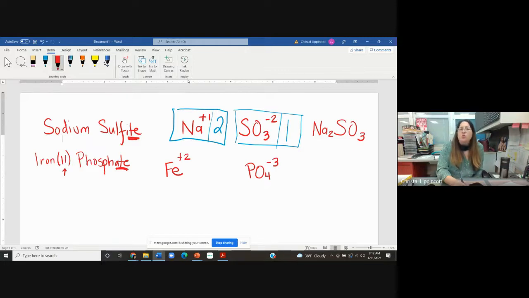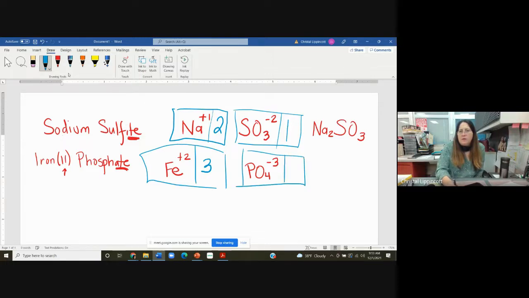6. So what do I have to multiply this by to get it up to 6? 3. And what do I have to multiply this by to get it up to 6? 2. So that means that I need 3 of these and 2 of these. See if you can write the formula over here for iron 3 phosphate using that information.